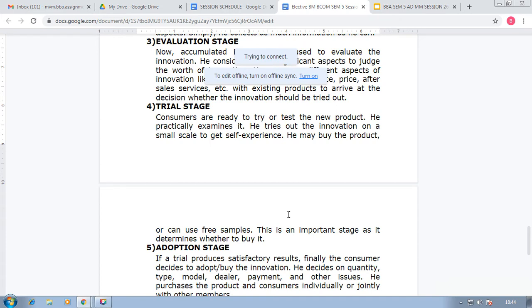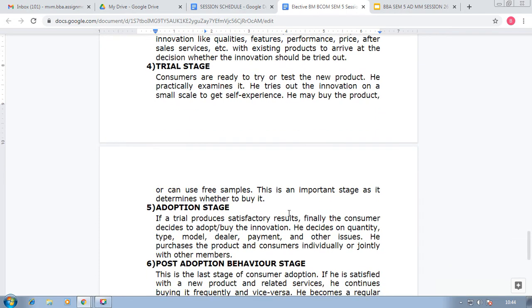બરાબર. કોઈ પણ પ્રોડક્ટ્સના, એવી કોઈ પ્રોડક્ટ્સના, હેર ઓઇલના, તો ફ્રી સેમ્પલ્સ યુઝ કરીને કરી શકાય કે પ્રોડક્ટ્સ કેવી છે. સો ટ્રાયલ સ્ટેજમાં કન્ઝ્યુમર્સ એકચ્યુઅલી ટ્રાય ધ પ્રોડક્ટ્સ ઓર ટેસ્ટ ધ પ્રોડક્ટ્સ ડિપેન્ડિંગ ઓન ધ ટાઈપ એન્ડ નેચર ઓફ ધ પ્રોડક્ટ. અને જો ટ્રાયલમાં સક્સેસફુલ જાય અને કન્ઝ્યુમર્સને ગમે, દેન ફાઇનલી if trial gives consumers a satisfactory result, he finally decides to adopt or buy the innovations.